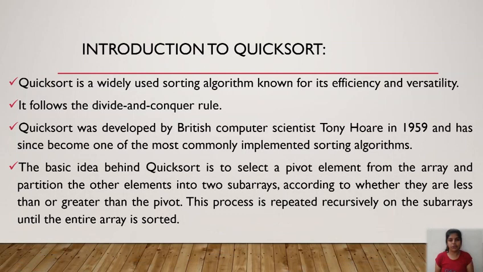Let's see the introduction to Quicksort. Quicksort is a widely used sorting algorithm known for its efficiency and versatility, and it follows the divide and conquer rule. Quicksort was developed by the British computer scientist Tony Hoare in 1959 and has since become one of the most commonly implemented sorting algorithms. The basic idea behind quicksort is to select a pivot element from the array and partition the other elements into two subarrays according to whether they are less than or greater than the pivot. The process is repeated recursively on the subarrays until the entire array is sorted.